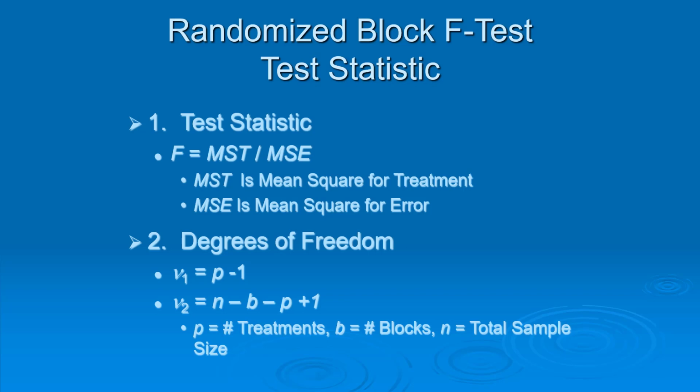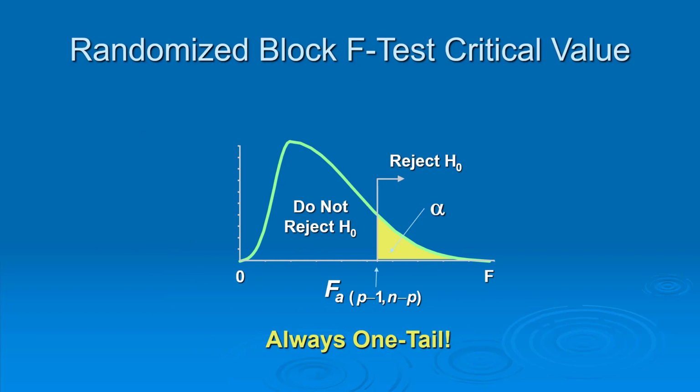We saw MST and MSE in the previous slide. MST refers to the mean square for the treatment, and the MSE is the mean square for error. The appropriate degrees of freedom are p minus 1 and n minus p minus b plus 1, where p is the number of treatments, b is the number of blocks, and n is the total sample size. F-test is always one tail. If the calculated F value is greater than the critical value, then you reject the null hypothesis.